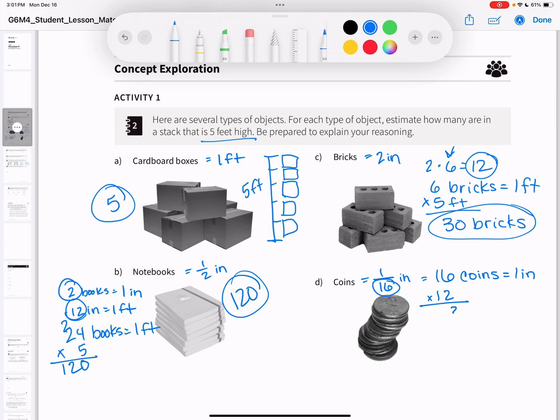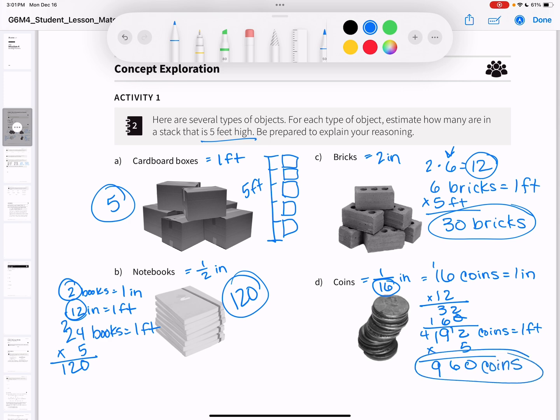So that is 12, 3, that's 6, that's 1. So we have 192 coins in 1 foot. Now we need it in 5 feet, so we're going to multiply 192 times 5, and that gets us 960 coins. 960 coins in 5 feet.